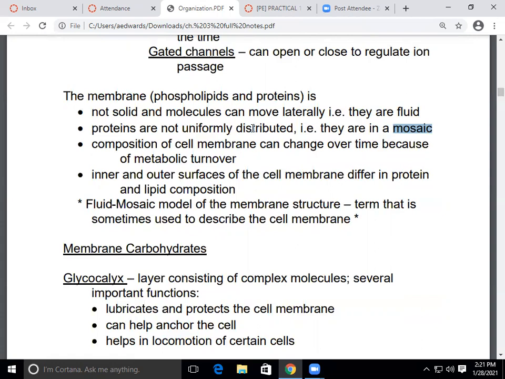The inner and outer surfaces of your cell membrane can have differences in the protein composition and the lipid composition. What your membrane looks like on the outer surface doesn't have to be the same as what it looks like on the inner surface. They can be different. Same basic components, but they can be organized differently. We call this the fluid mosaic model of your plasma membrane. It's important to know that term, fluid mosaic. So at least now you know where those words come from.